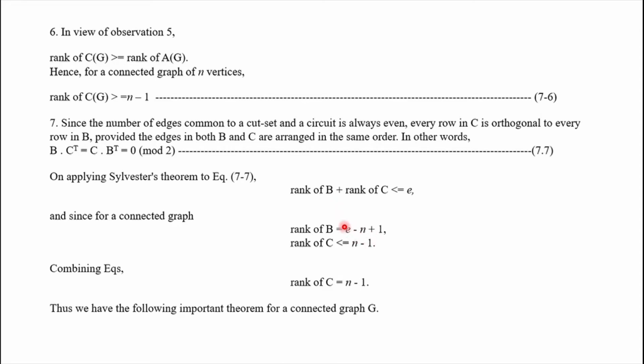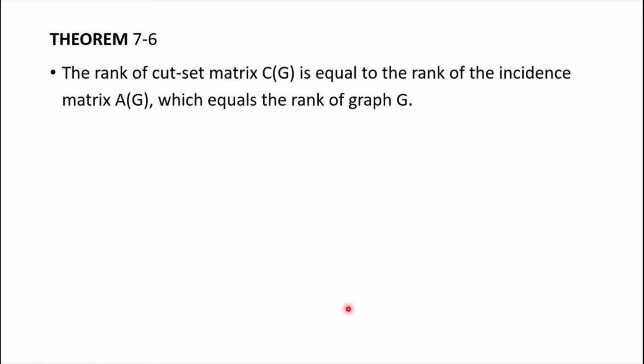Now when I substitute the value of rank of B in this equation, I get that rank of C is less than or equal to n minus 1. Now from equation 7.6 and this equation, I get that rank of C is equal to n minus 1. So therefore we derive a theorem that the rank of cut set matrix CG is equal to the rank of incidence matrix, which is equal to the rank of graph G.